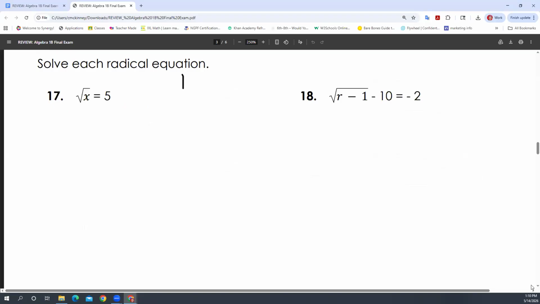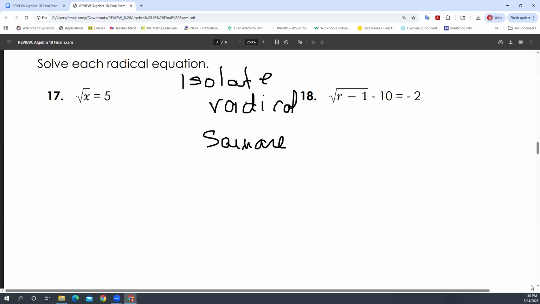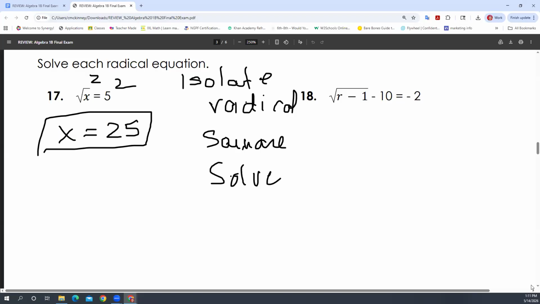So first off, you have to isolate the radical. Then you're going to square both sides. Then you're going to solve, like normal solve. All right, so when I square both sides, because that radical is already by itself, I get x equals 25. And is it true the square root of x is 25? Yes, that's true.